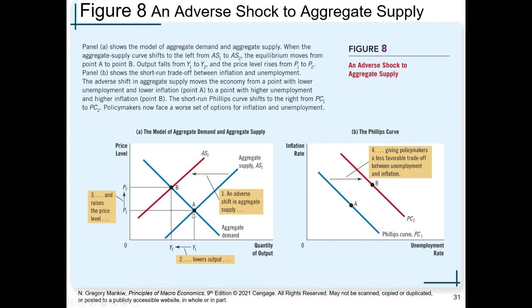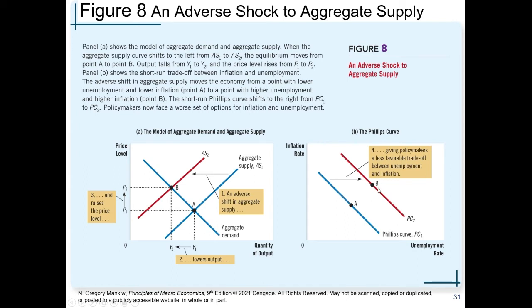And then at AS2, we moved from point A to point B, where inflation occurred, but output fell. So this is stagflation. Inflation and an increase in unemployment, which perfectly aligns with a shift in the Phillips curve and what the Phillips curve would predict.